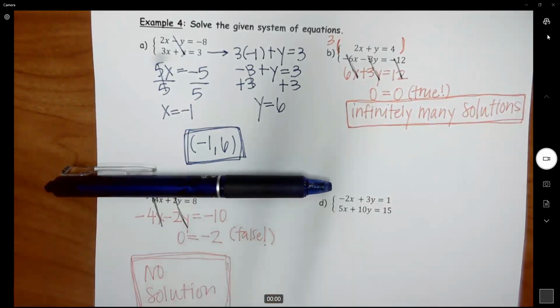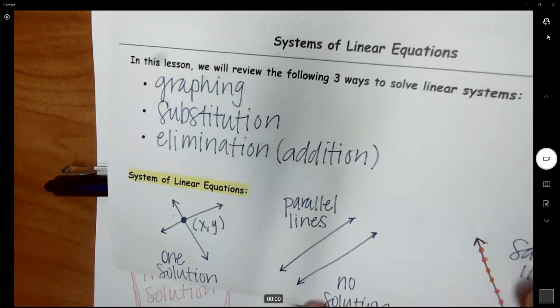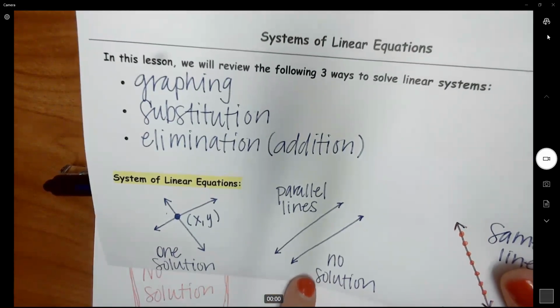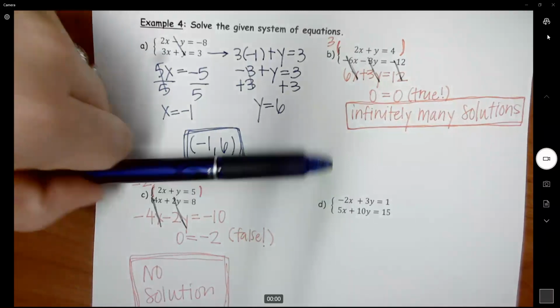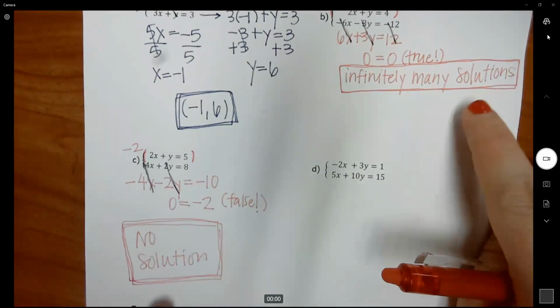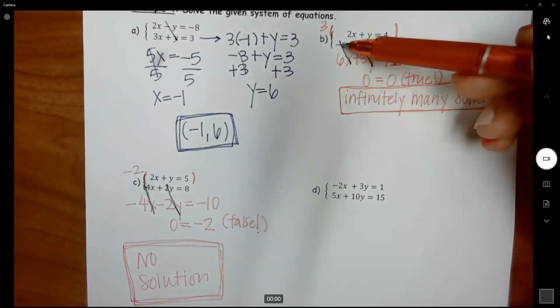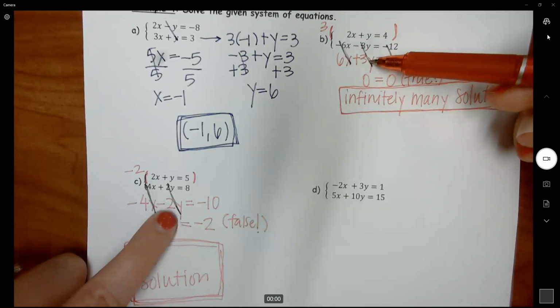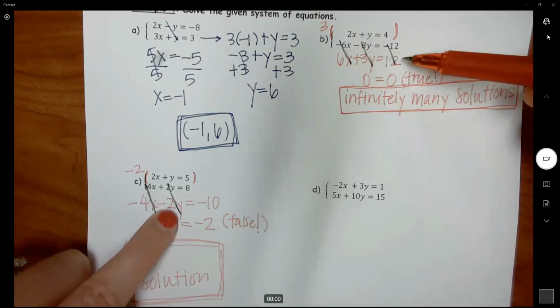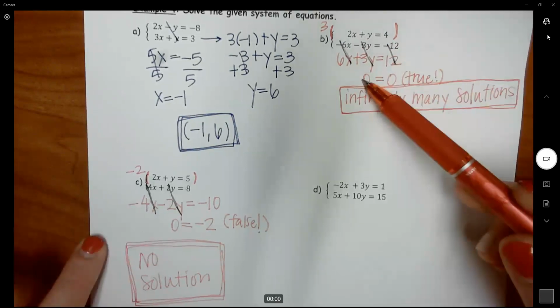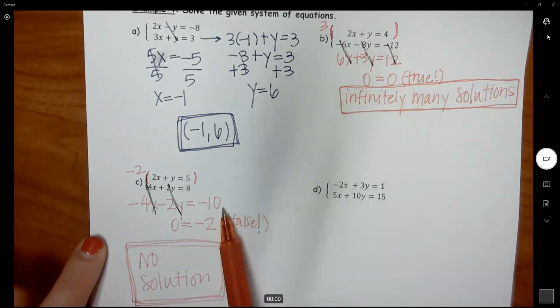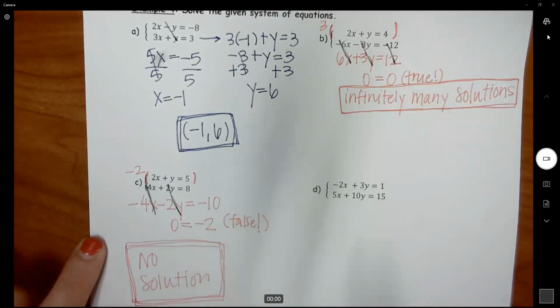Your no solution graphs are your parallel lines. So they'll never ever intersect. You know you have one of these special cases when both your x's and your y's eliminate. The difference between the two is if the constants eliminate as well. When they do eliminate, it's going to leave a true statement. When they don't eliminate, it's going to leave a false statement.